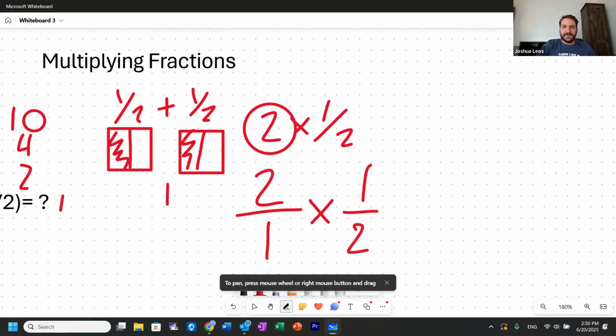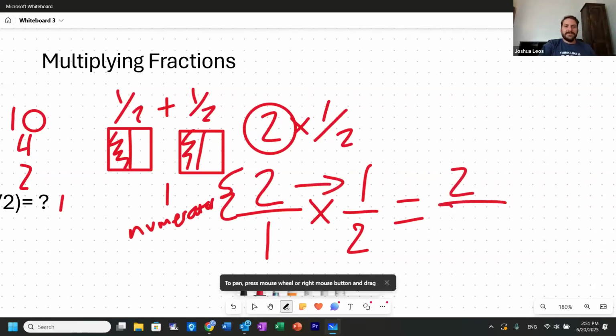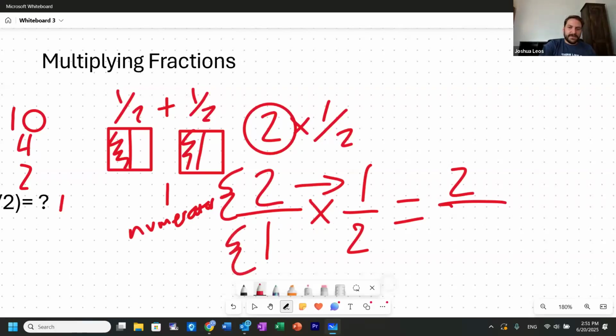And then from there, it's pretty simple. They like this part because it's just easy multiplication now. We're going to take our numerators, which is our top numbers here, 2 and 1, and we're going to multiply them just straight across. 2 times 1 is 2. And we're going to do the same thing with our denominator.